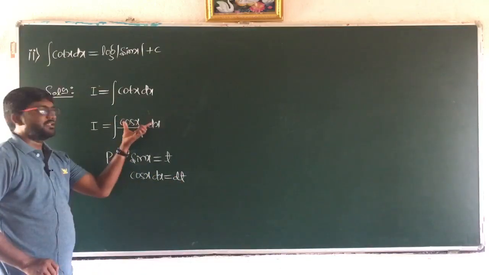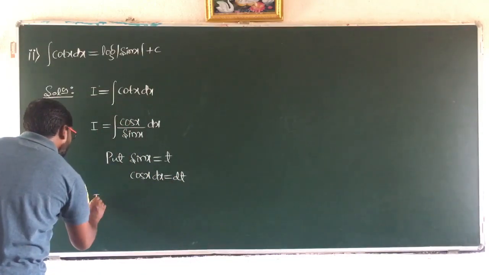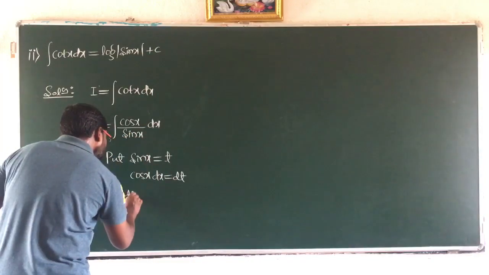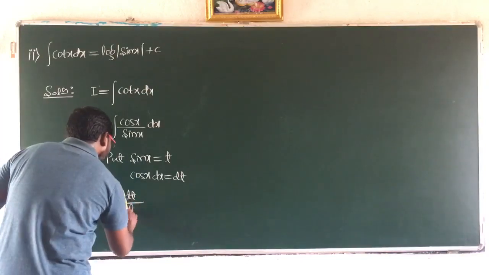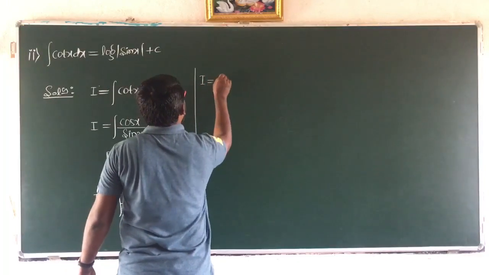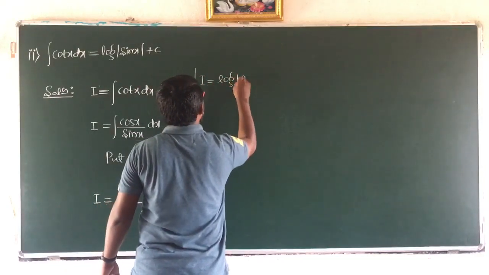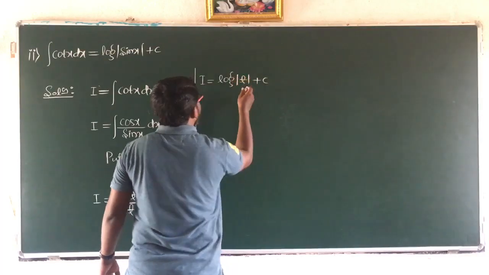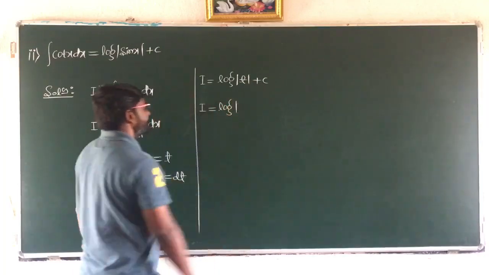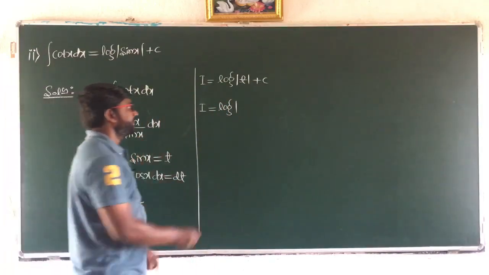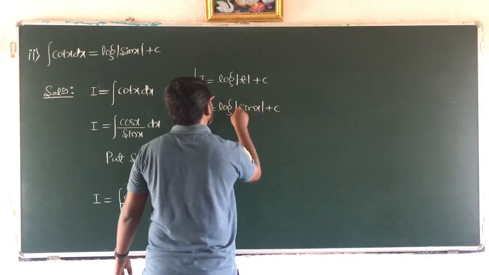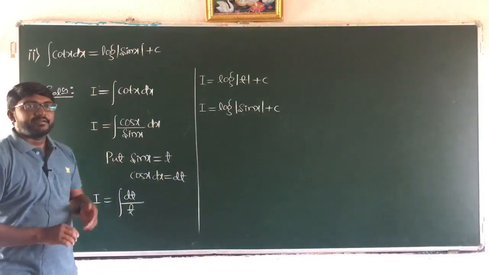This is there in the numerator. So rewrite the integral now. I is equal to integral cos x dx will be dt divided by t. So now I is equal to log mod t plus c. Replace t now. I is equal to log mod, what is t now? t is sin x. So it is log mod sin x plus c. So this is all about the second standard integral.